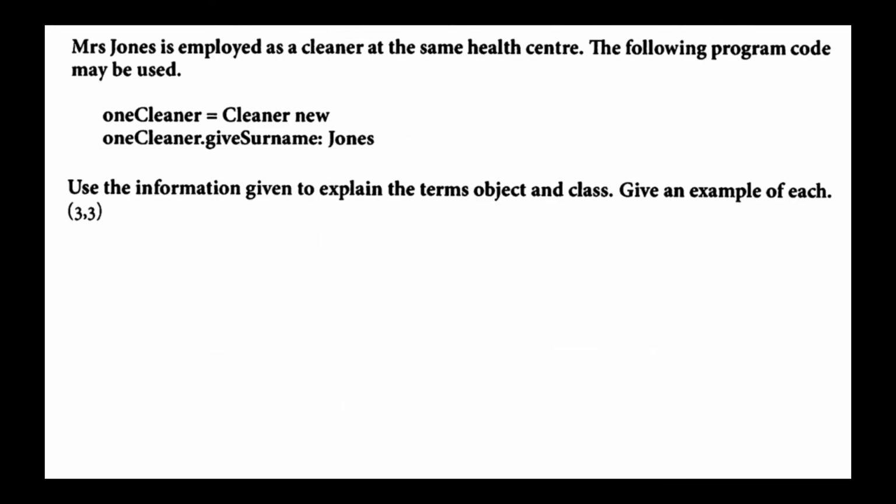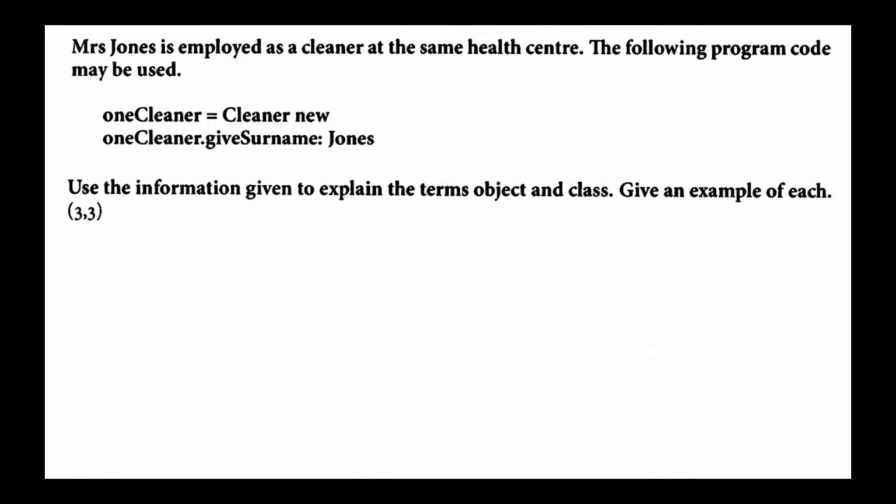Miss Jones is employed as a cleaner at the same health centre. The following program code may be used. One cleaner equals cleaner new. One cleaner dot give surname is Jones. Use the information given to explain the term object and class. Give an example of each.